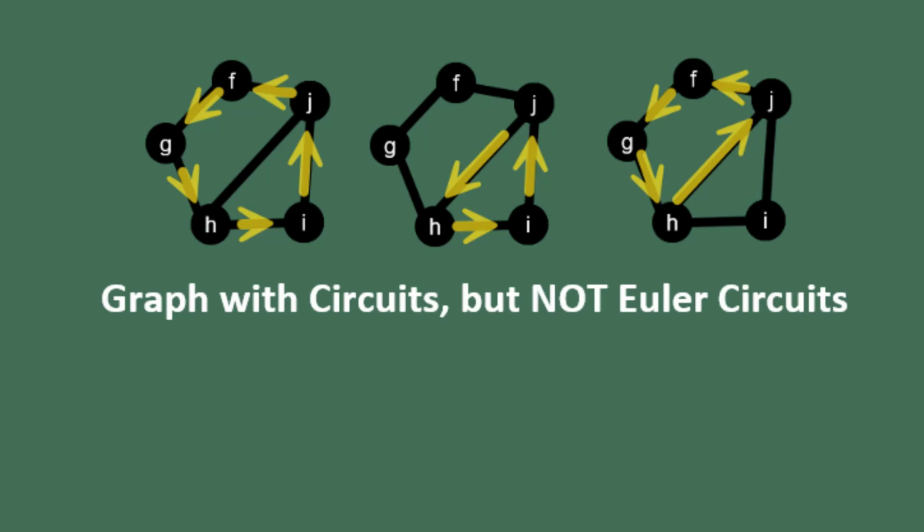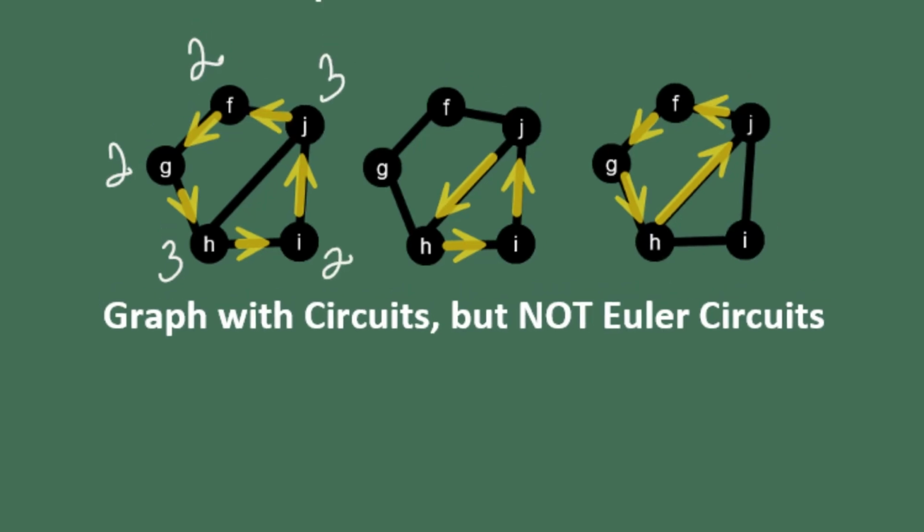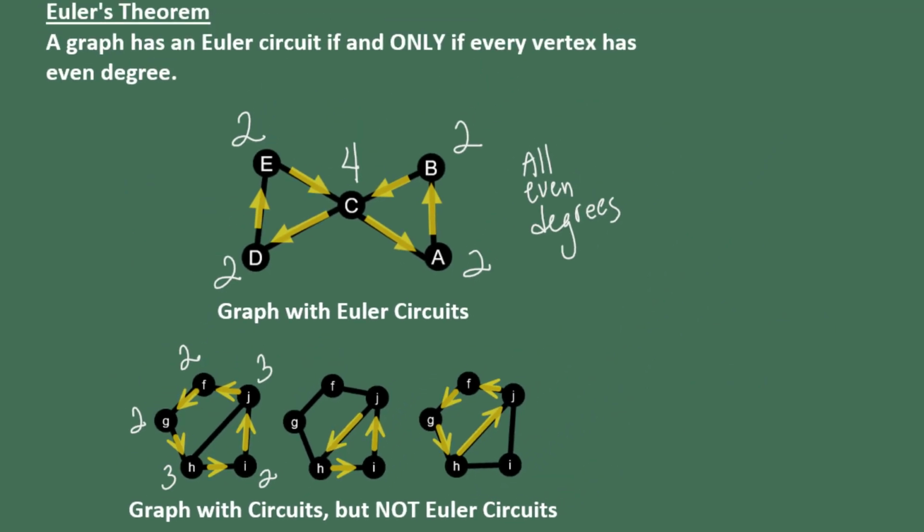So let's see what went wrong. Vertex F has degree 2, vertex G has degree 2, but vertex H has degree 3. Vertex I has degree 2, and vertex J has degree 3. So not all of the vertices have even degree. We have some odd degrees. That tells you that it can't possibly have an Euler circuit.